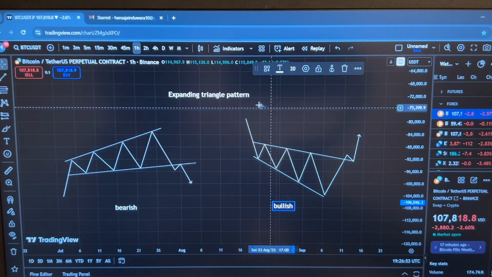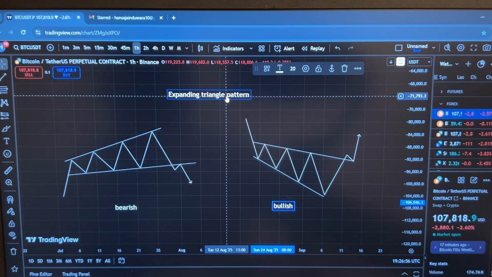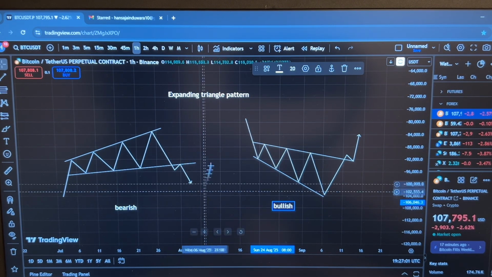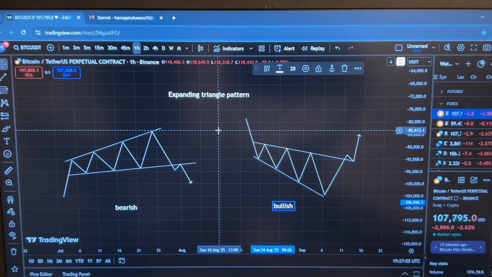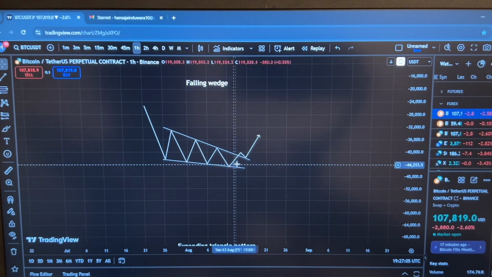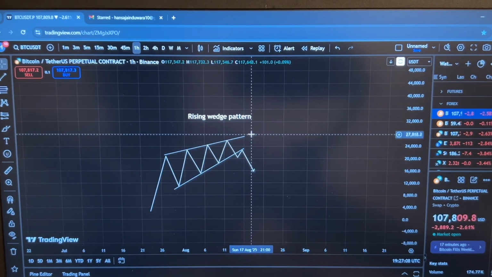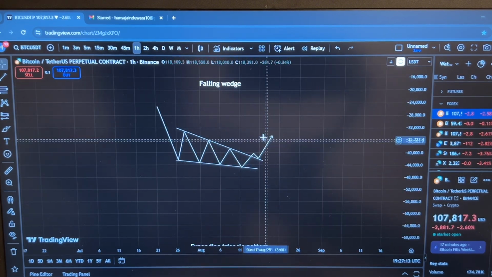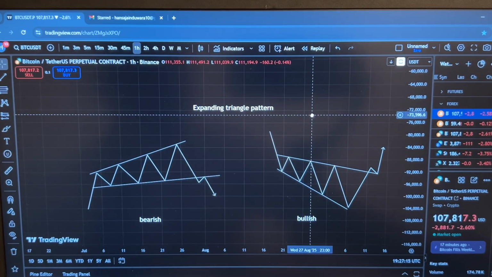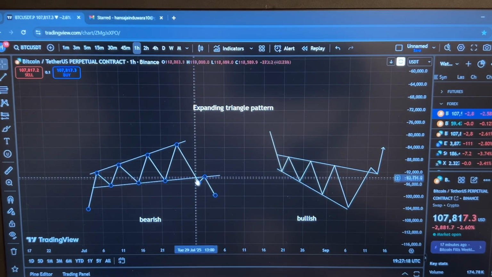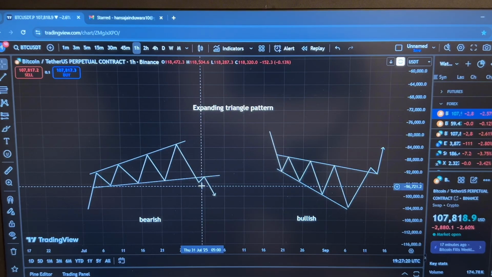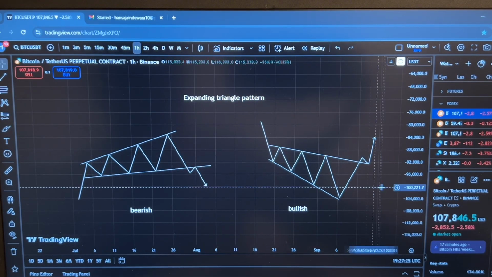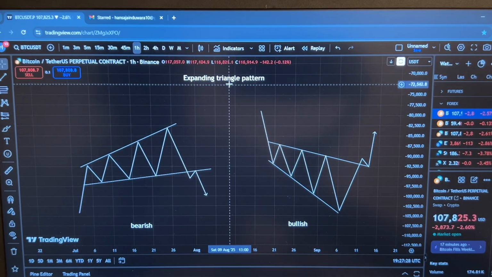So now we are going to talk about the expanding triangle pattern, or sometimes people call it the broadening pattern. The only difference between this and the previous one is that in these wedge patterns, these ends come closer. This also comes closer, but in the expanding triangle patterns, it does not come closer, it just broadens, it gets bigger. So that is the only difference. It's extremely simple, there's nothing much to it.